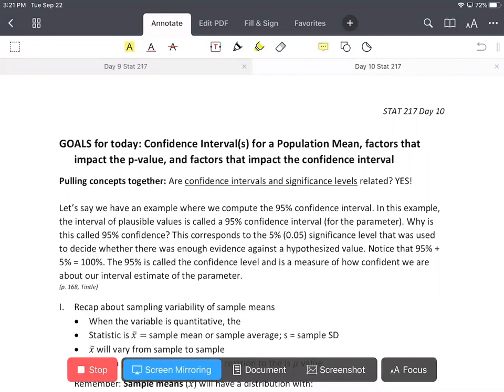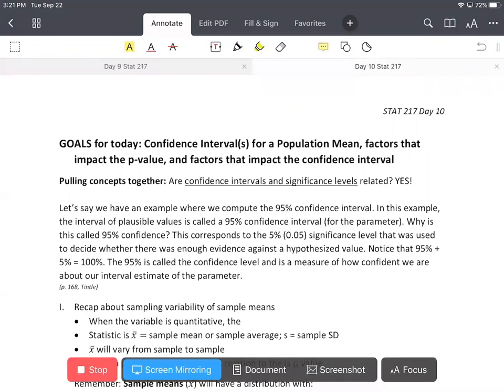Really though, if you can work this stuff, it's going to be much better. You'll have really internalized it much more. Remember, we learn by doing. We're pulling some concepts together. Are confidence intervals and significance levels related? This is a little bit of a wrap up.